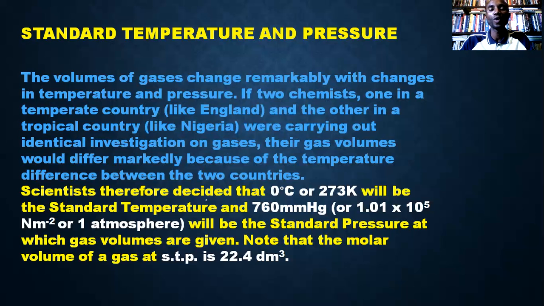So standard temperature and pressure are given because of differences in temperature in different countries where experiments are done. And the molar volume of gas at STP is taken as 22.4 dm3. And that is what we mean by standard temperature and pressure. It came about because of the difference in temperature and pressure in different countries and regions.